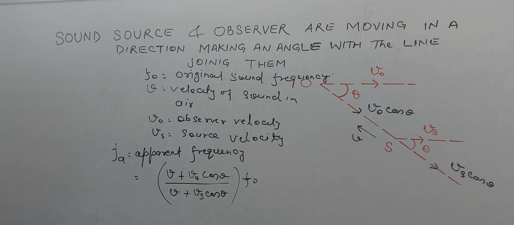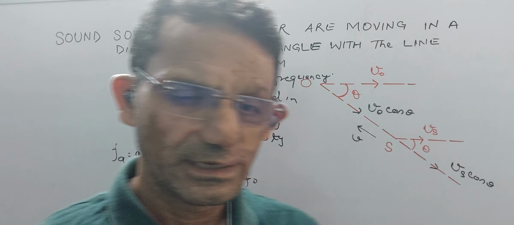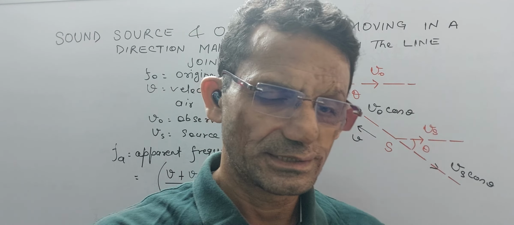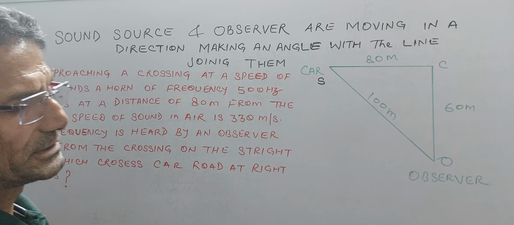So let us do one numerical under this. This is one problem which is based on when our source and observer are not moving along the same straight line.